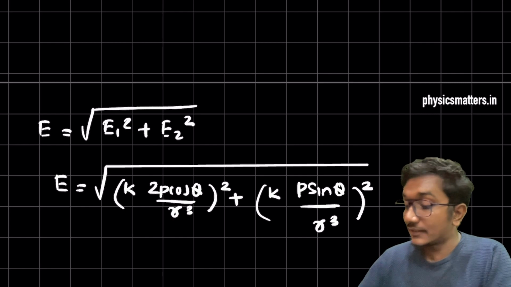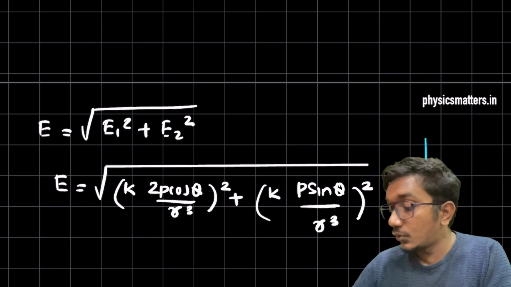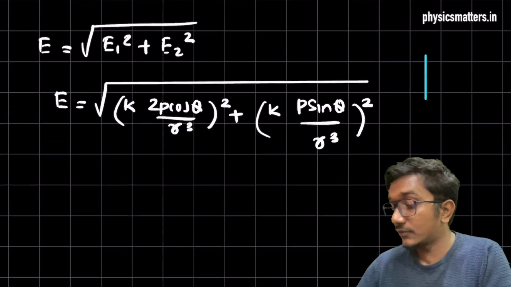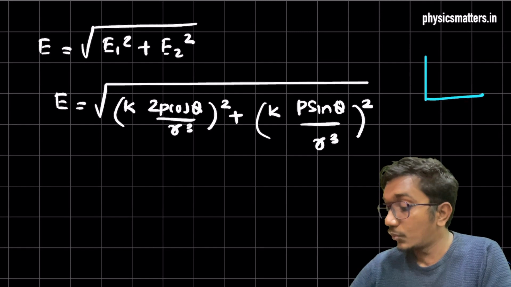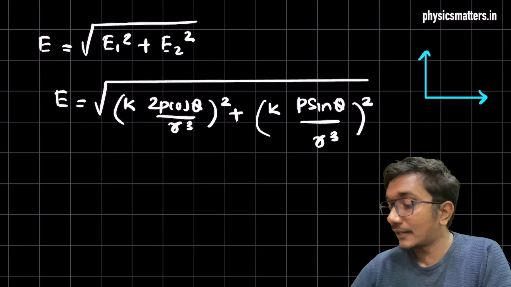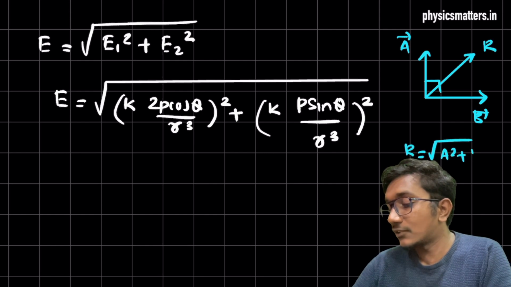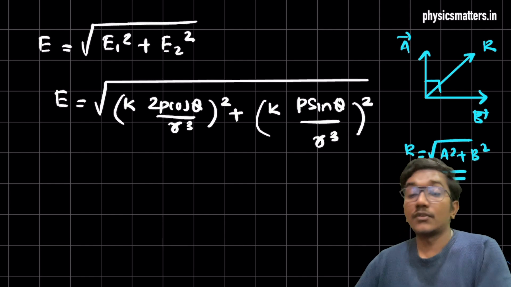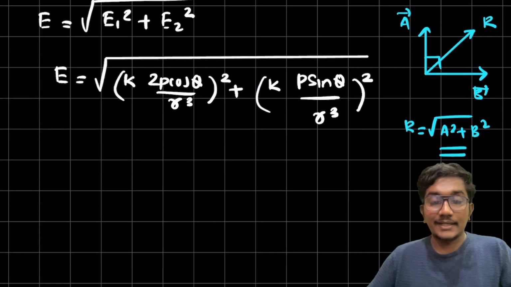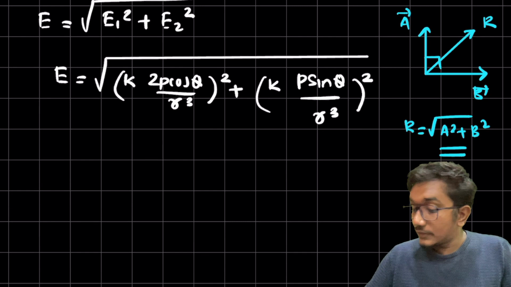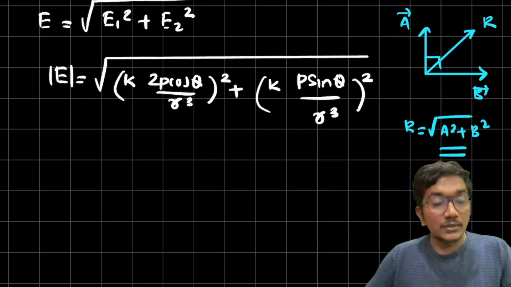Because if two vectors, listen, if two vectors are at an angle of 90 degree, let's say this vector is A and this vector is B, and this is 90 degree, then what is the resultant? The resultant R is equal to root of A square plus B square. That's it.